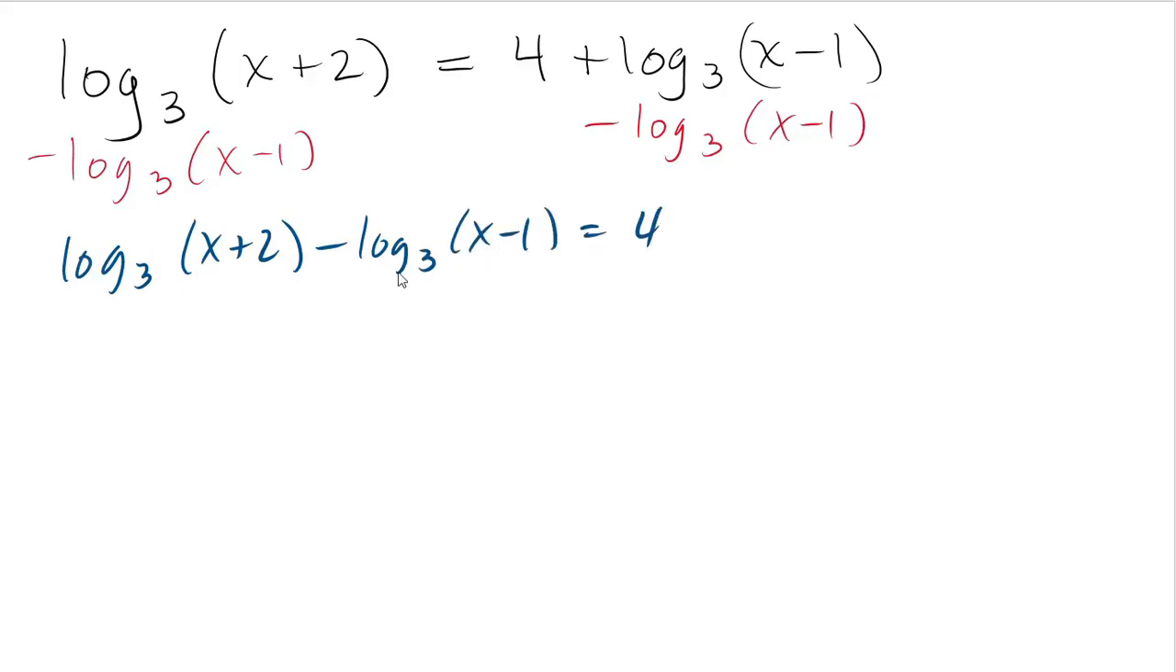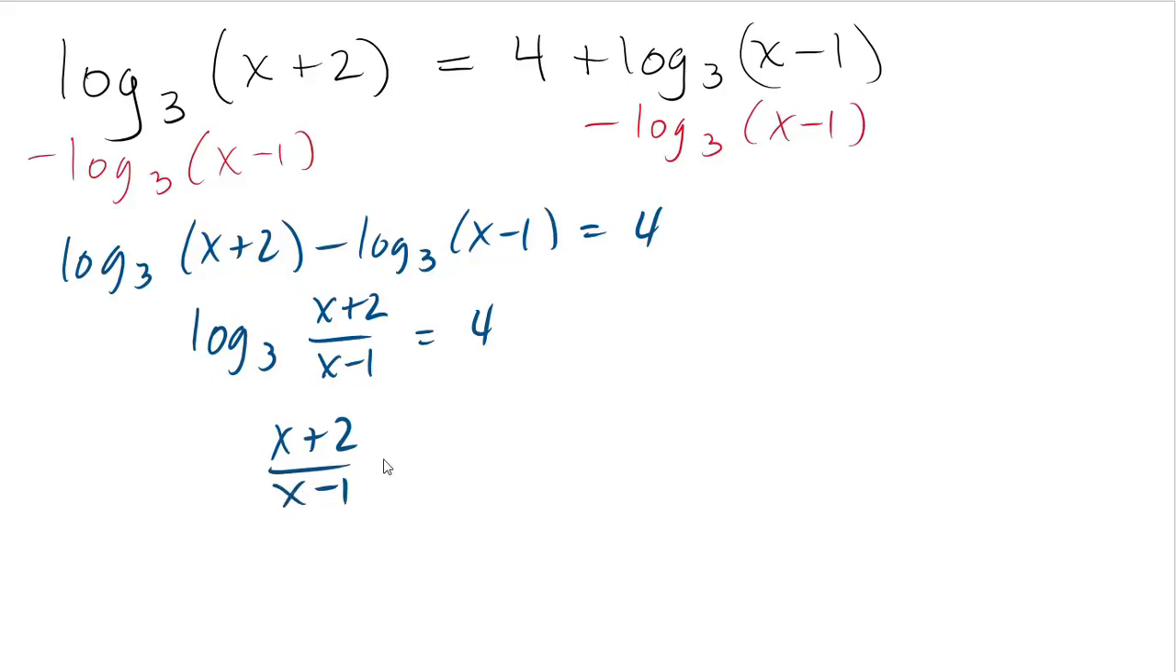We still want to consolidate on the left side so that we can rewrite this in exponential form, but now we divide the inputs. Rewriting this in exponential form, we get x plus 2 over x minus 1 equals 3 to the fourth. 3 to the fourth is 81, so that's x plus 2 over x minus 1 equals 81.